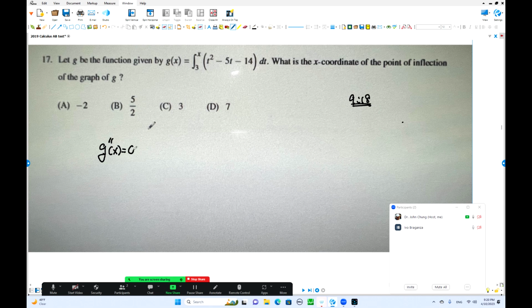To find the point of inflection, we're going to check this first. And also before and after, they're going to change concavity, right? This is the condition for an inflection point. g prime of x is first.